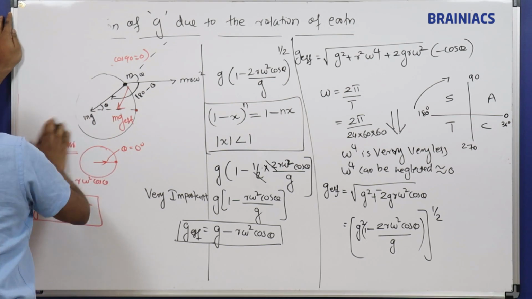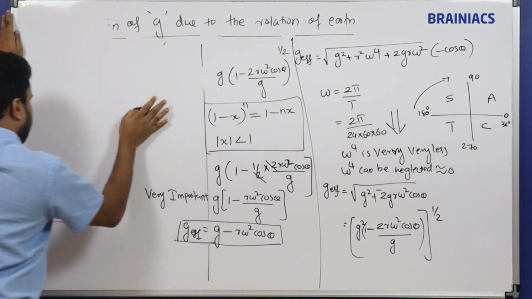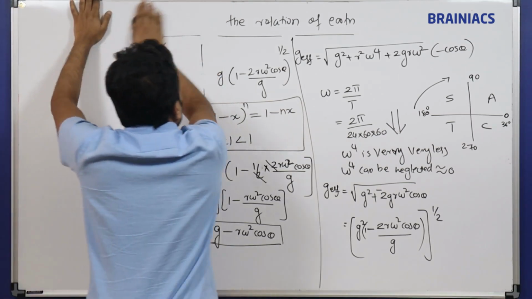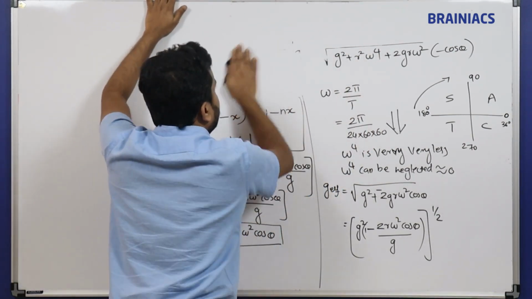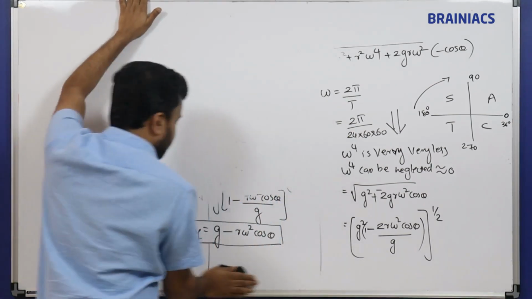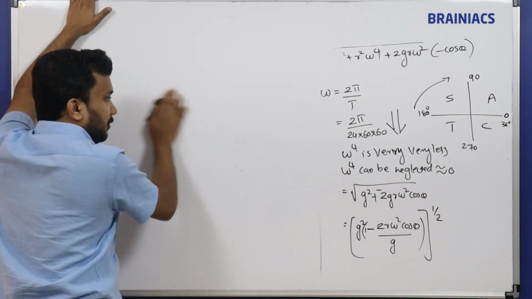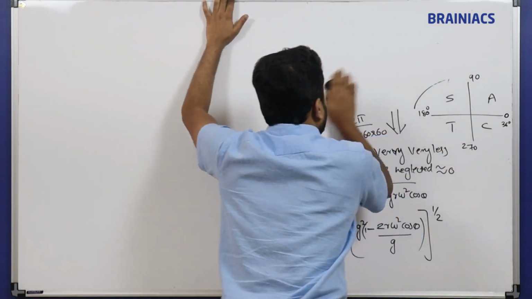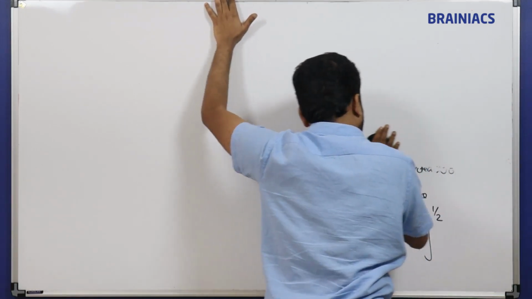So variation of acceleration due to gravity depends upon four factors: due to height, due to depth, then due to what else? Due to rotation of earth, due to shape of earth. Rotation of earth, a little derivation will be there. g effective equals g minus R omega square cos theta. This formula is important. If you know this formula, for the pole you can substitute theta equal to 90 degrees. For the equator you can substitute theta equal to 0 degrees. That's all.